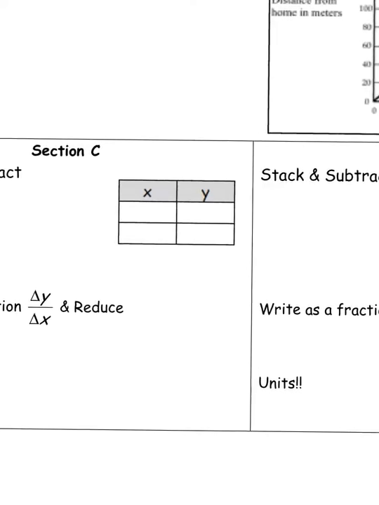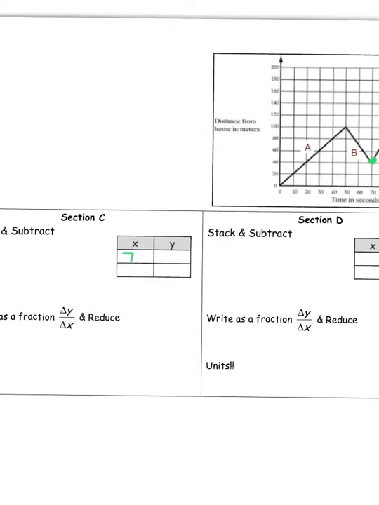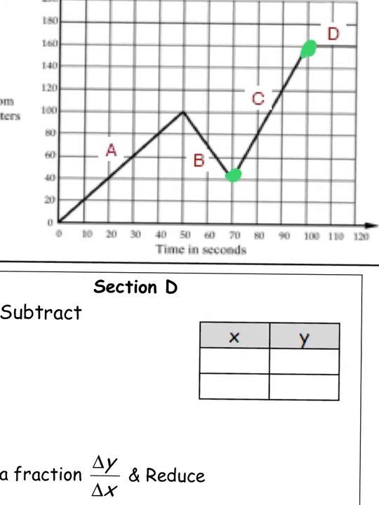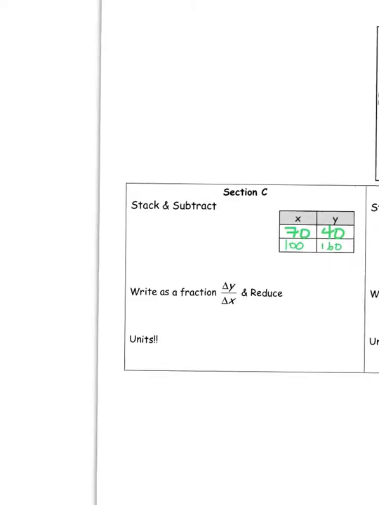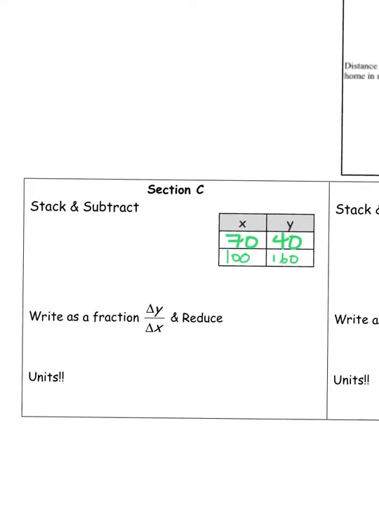Alright, we're moving on to section C. So for section C, I'm going to pick 2 points, starting and ending. You can really pick any points. My starting point is 70, 40. My ending point is 100, 160. Okay, well, now we're going to find the slope or the speed between these. So I'm going to actually put this point on the top when I stack and subtract, because my points are bigger. 100 and 160 minus 70, 40.